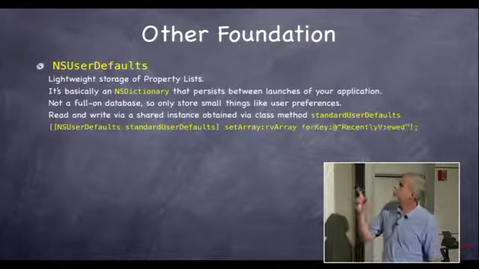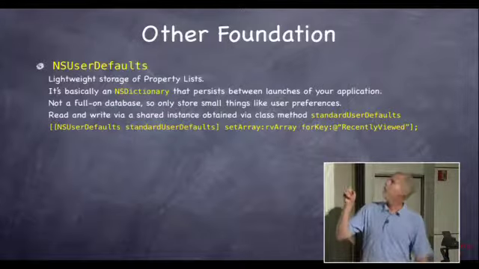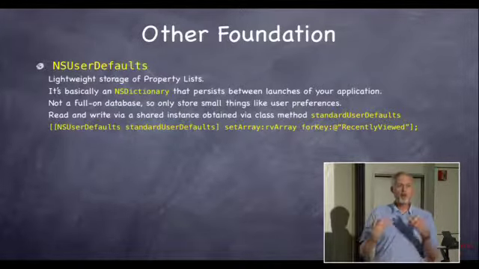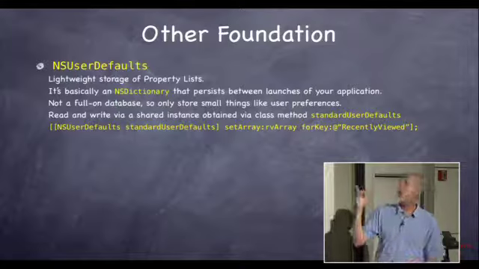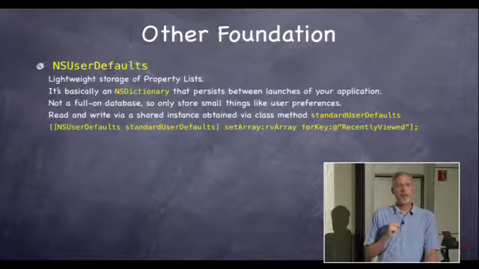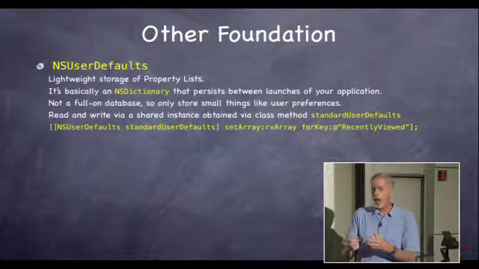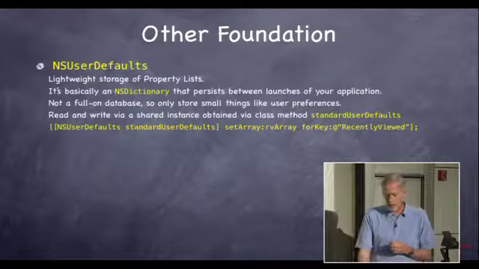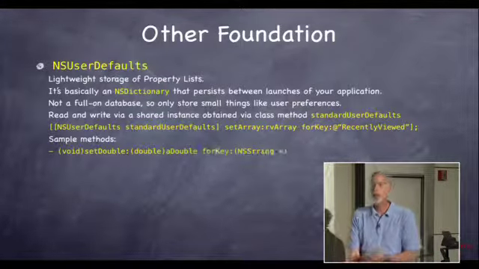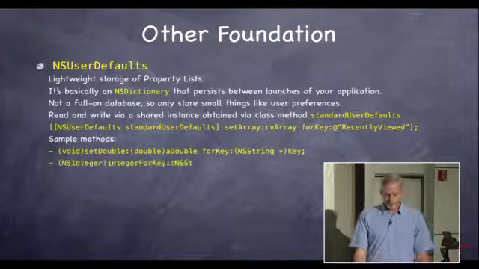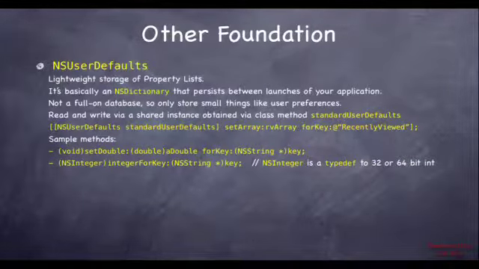You read and write by calling this class method in NSUserDefaults called standardUserDefaults. It gives you an object, and you send it messages like setArray forKey. Okay? So it's kind of like a dictionary, but it's got specific messages like setArray forKey, set a double for a key, set an int for a key, get an integer for a key. Okay? Set an object for a key.